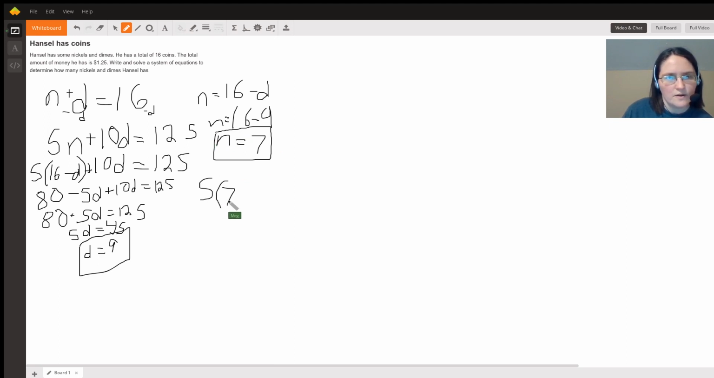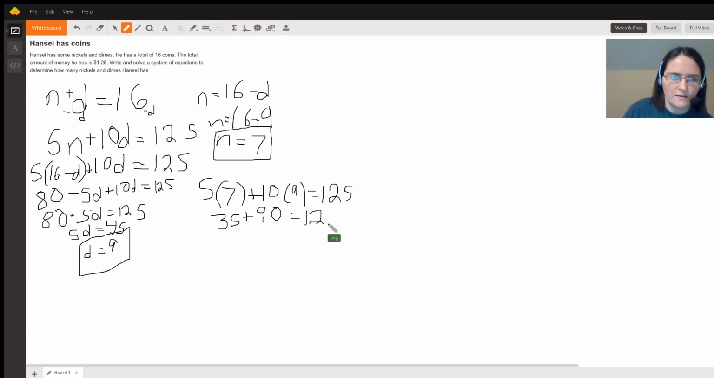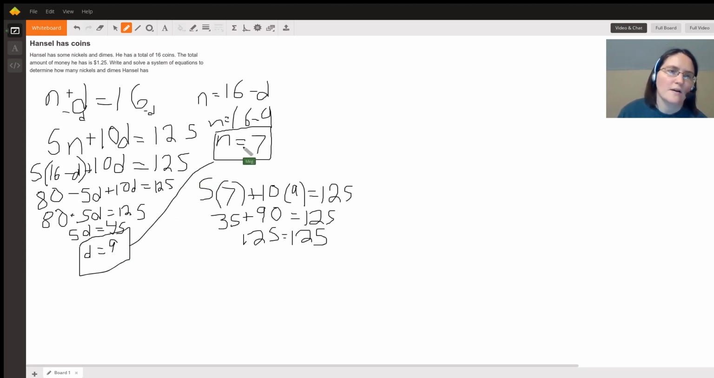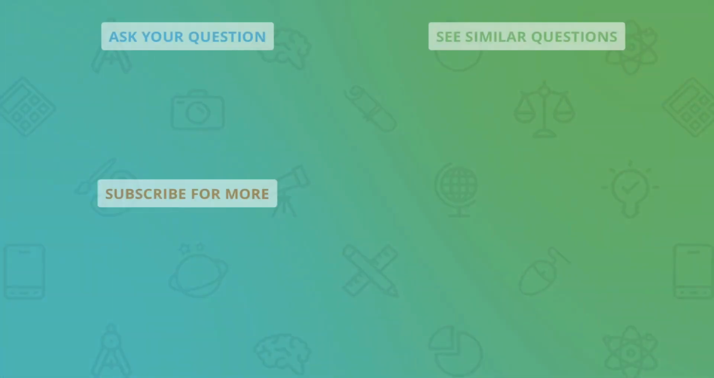5 times the number of nickels plus 10 times the number of dimes should equal 125 cents. 5 times 7 is 35, plus 10 times 9 is 90, equals 125. 35 plus 90 equals 125. 125 is equal to 125. That is true. So we know that this information is correct. The number of dimes is 9 and the number of nickels is 7.